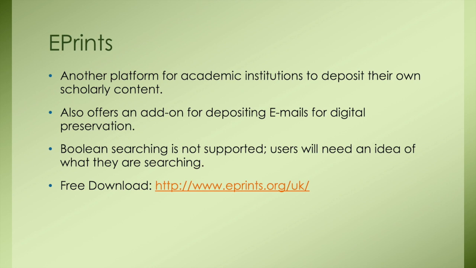Next is ePrints. It is another type of platform for academic institutions to deposit their own scholarly content. So it is a great tool for preservation and to find those that research at the academic institution. What's interesting about ePrints is that you can deposit emails for digital preservation. This is one thing that historians are really talking about: how is our digitally created content going to be preserved for future reuse and discovery?